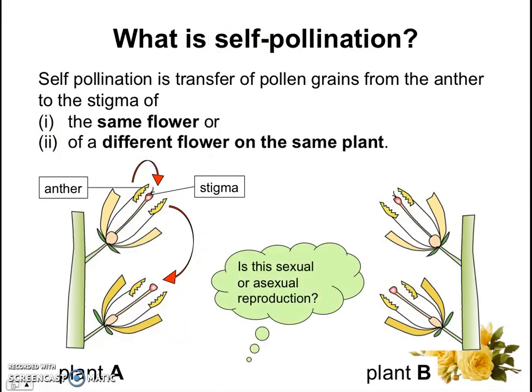Now, question. Is self-pollination sexual or asexual reproduction? Think about this for a while and then continue the video. Well, you're right if you said sexual reproduction. This is still sexual reproduction because it involves male gametes and female gametes fusing together. It involves pollen grains and of course the eggs inside the ovary. So this is still sexual reproduction, except that it involves only one parent plant. Only one parent plant, but it is still sexual reproduction. There is still some genetic variation, even though it will be a bit less genetic variation because it is within the same parent plant.